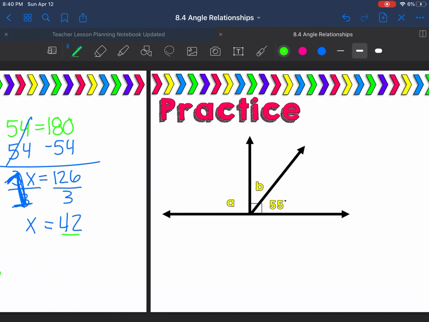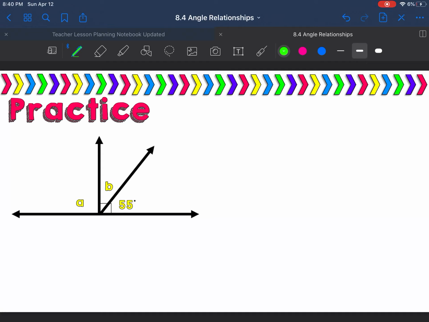Good. I hope y'all are doing good and you're starting to get this more. Let's take a look at a different problem. So in this problem, I need to find two different angles. I need to find angle A and I need to find angle B. I'm going to start with the smaller angle, okay? I always like to start smaller, so that would be this angle right here, angle B. Angle B is my smallest, so I'm going to start there. So what is angle B?